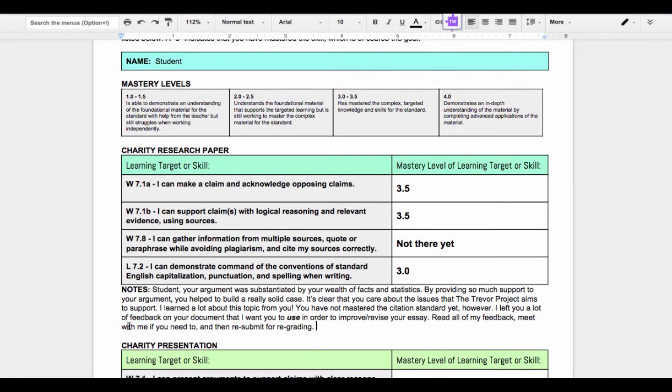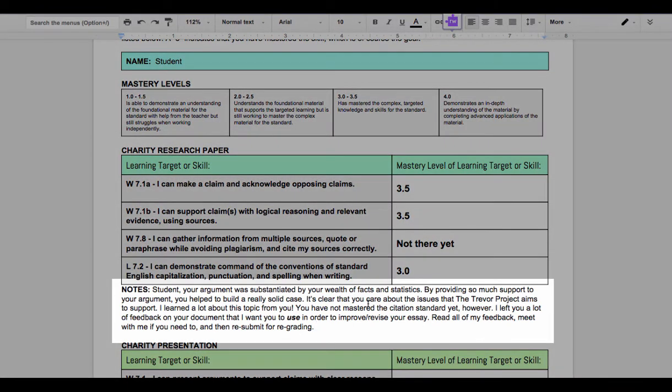And I write an additional note, additional feedback here. Your argument was substantiated by your wealth of facts and statistics. By providing so much support to your argument, you helped to build a really solid case. It's clear that you care about the issues that the Trevor Project aims to support. I learned a lot about this topic from you. You have not mastered the citation standard yet, however. I have left you a lot of feedback on your document that I want you to use in order to improve, revise your essay. Read all of my feedback, meet with me if you need to, and then resubmit for regrading.